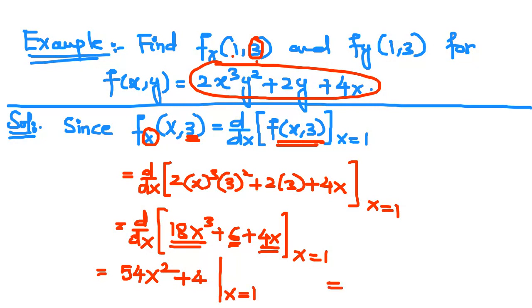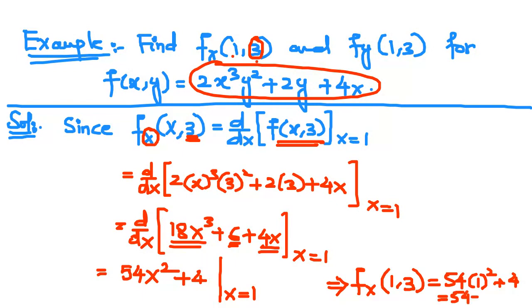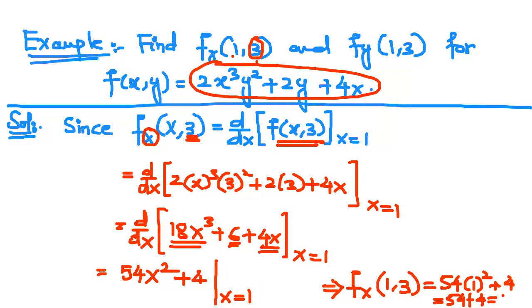When you put x is equal to 1, that implies partial derivative at 1 and 3, which is equal to 54 times 1 square plus 4, that is equal to 54 plus 4 is equal to 58. Okay, so this is how you do the partial derivative at a fixed point. This is method 1.